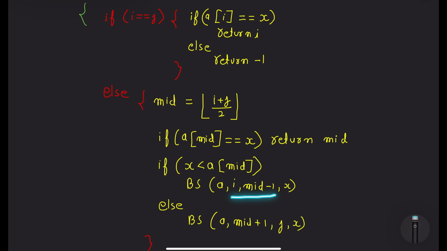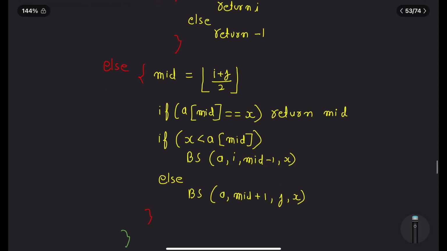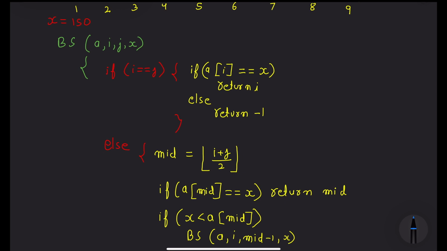So here we will search the left part of the array from i to mid - 1. If x is greater than mid, then we will search the right part of the array from mid + 1 to j. We will recursively call the right part here. Let's look at the time complexity for the binary search algorithm.